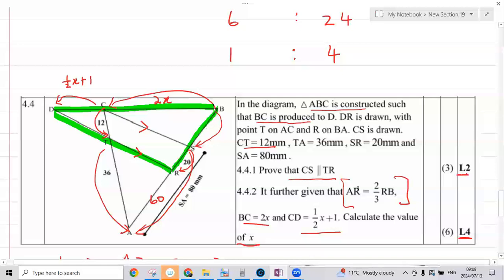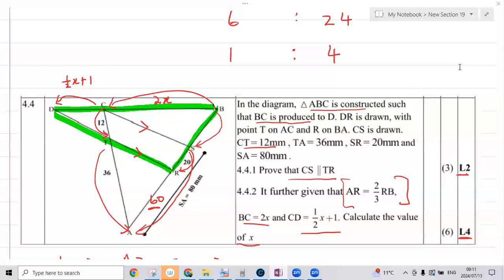Okay, so AR is 2/3 of RB. So where's AR? Okay, so there's AR here. And AR, as you can see already, is 60. And then RB, as you can see there, is going to be 20 plus BS. So AR is 60. There it is here. And then RB is going to be 20.